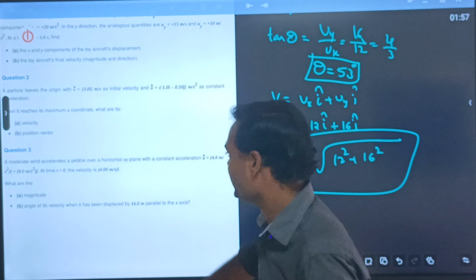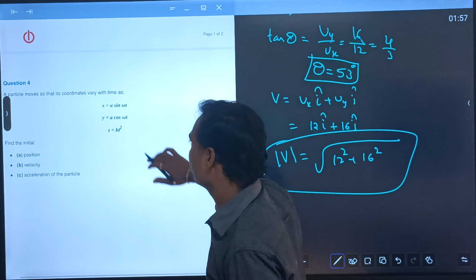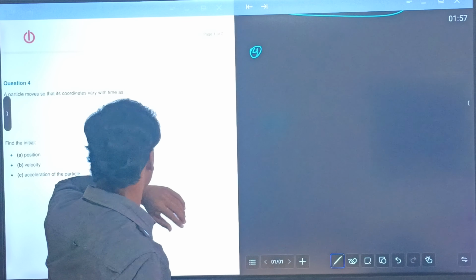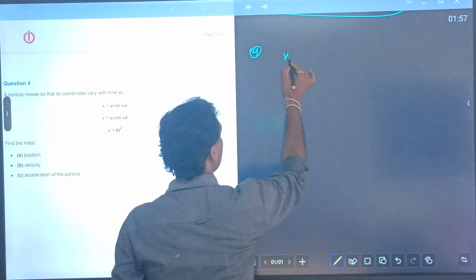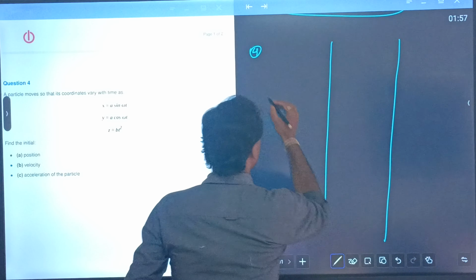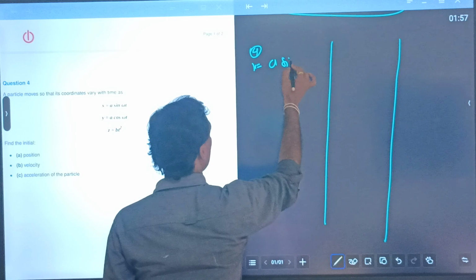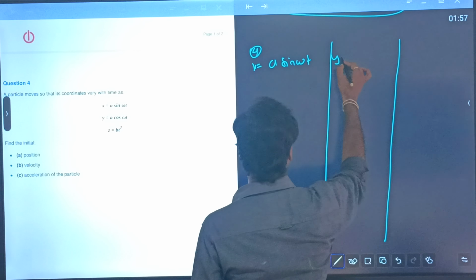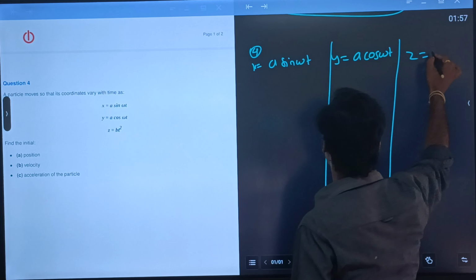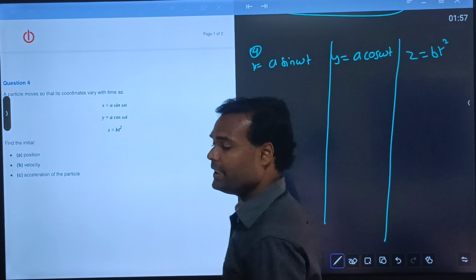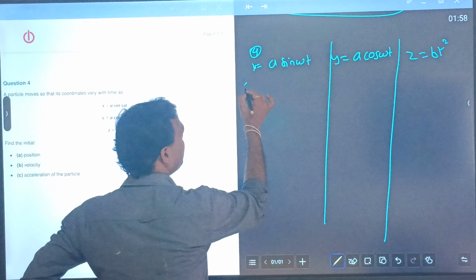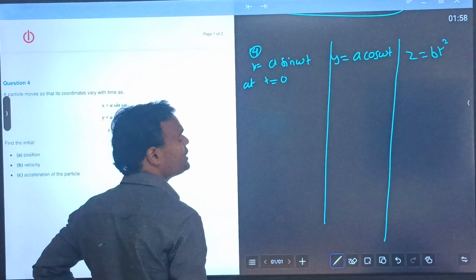Probably you might enjoy the class, and I am giving you the fourth question. A particle moves so that its coordinates vary with x equals a sin omega t, y equals a cos omega t, z equals b t square. Then find the initial position. Initial position means at t equals 0, what is the initial position?